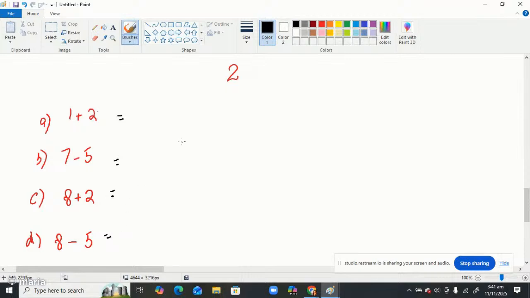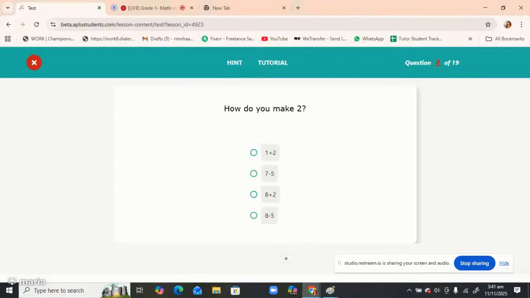So let's write all the answers, then see. So 1 plus 2. What is the answer of 1 plus 2? That is 3. Okay. So this is not an answer. 7 minus 5. Draw 7 lines. Take away 5 lines. How many left? 1, 2. So there are only 2 left. So this is our answer. Let's go with that. 7 minus 5 is 2.